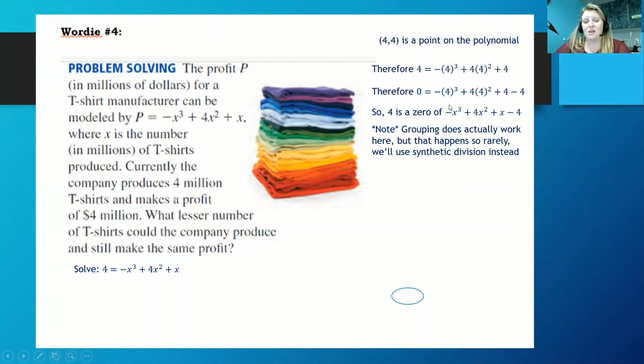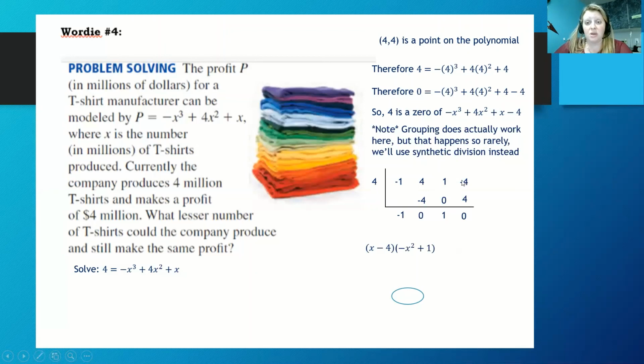I want to point out that if you were to try to group this, in this case, grouping actually does work. So you could actually use grouping to factor this. But grouping doesn't always work, as you know. So I want to show you, well, what other approach could you take to factor this? So we're going to write our coefficients down. We're going to divide by our x-intercept, or our 0, and you should get a remainder of 0. And then I'm going to convert that into factored form. So the 4 becomes x minus 4.